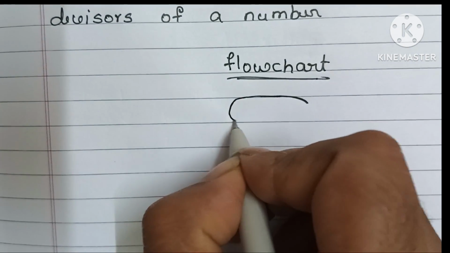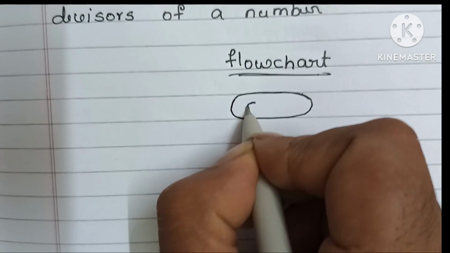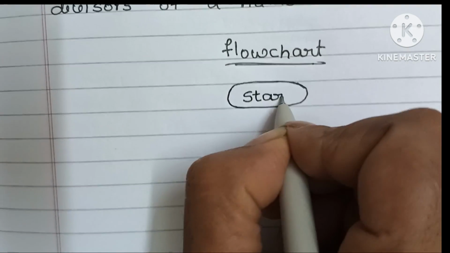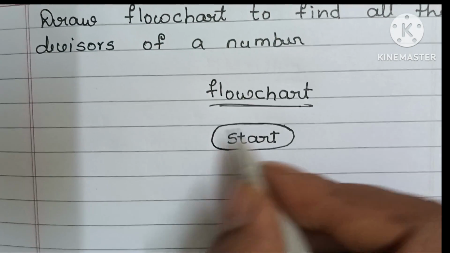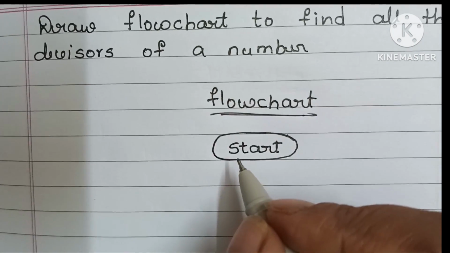A flowchart starts with the start statement. It is written within an oval shape.